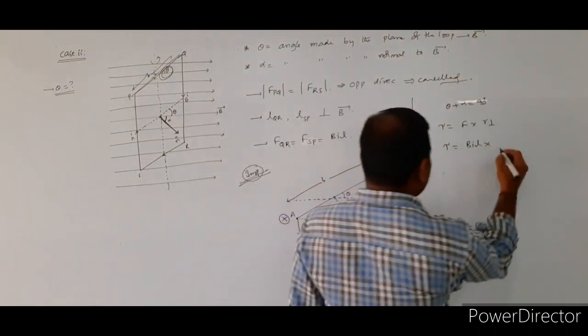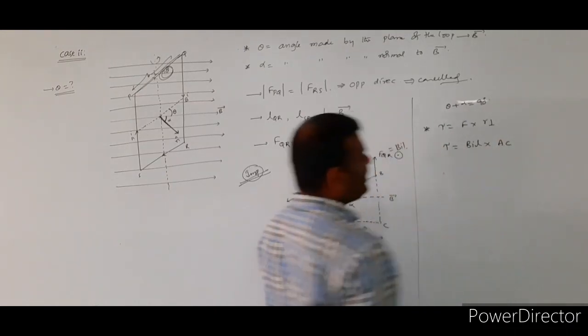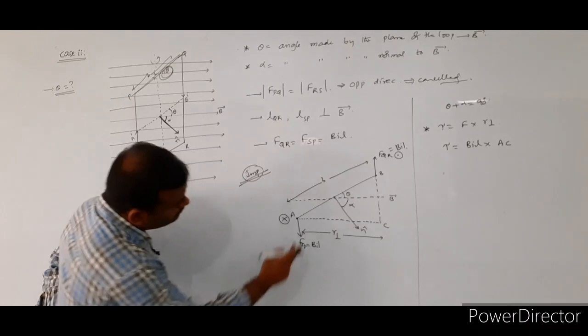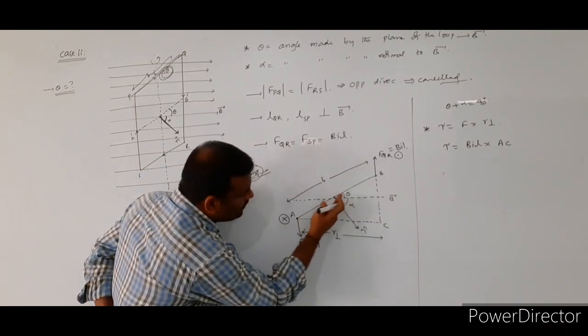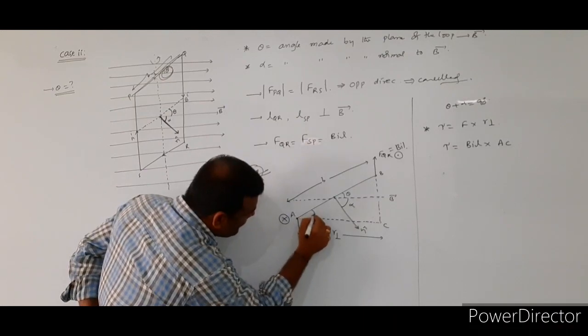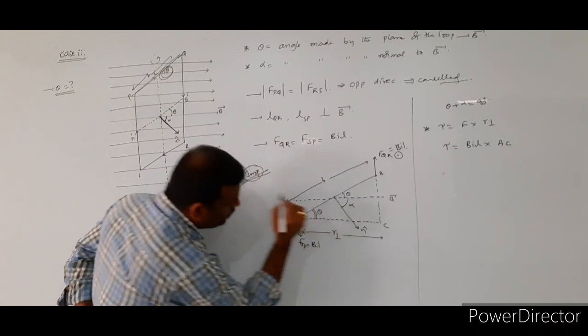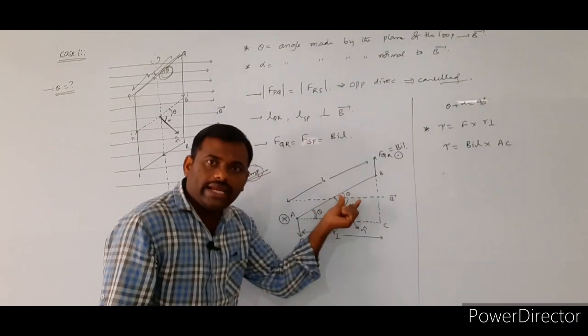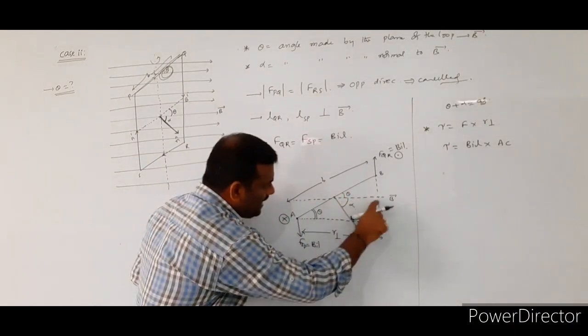And R perpendicular means what? AC. R perpendicular is equal to AC. Now look at the diagram. If this angle made with the total line is equal to theta, this angle is also equal to theta. That angle also is equal to what? Theta. Can I write the theta here? It is also parallel to this one.